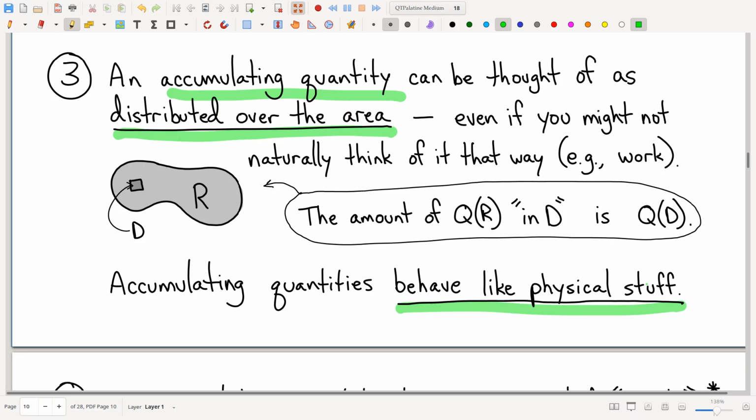Stuff is a really good word for what I'm talking about here. Not every accumulating quantity is stuff, but you can treat it like stuff. So now let's think about what could go wrong here if I were to take a nice example.